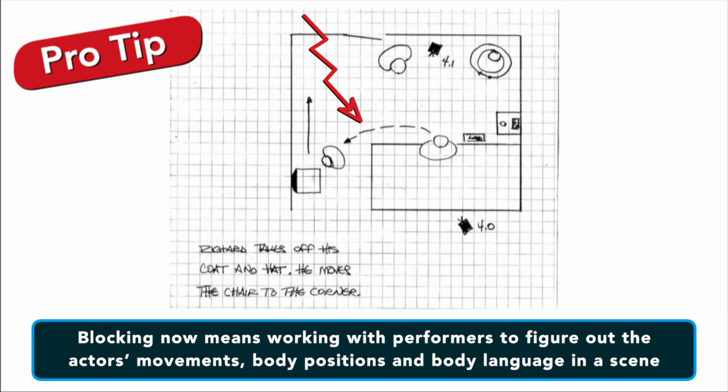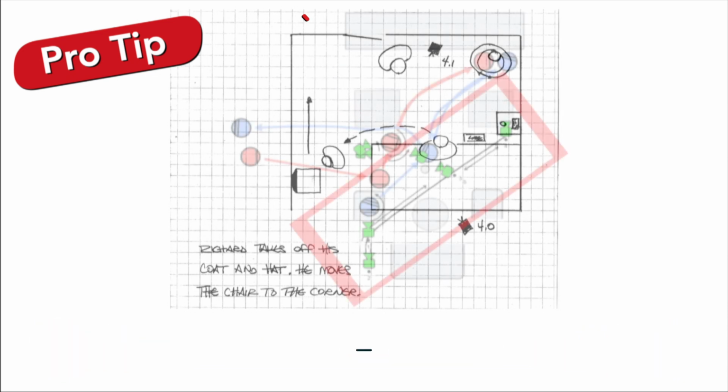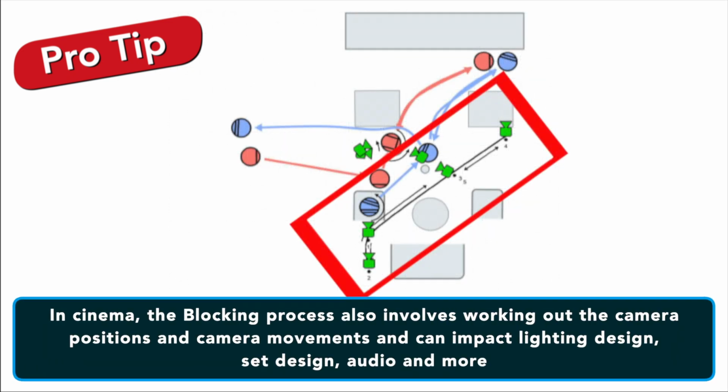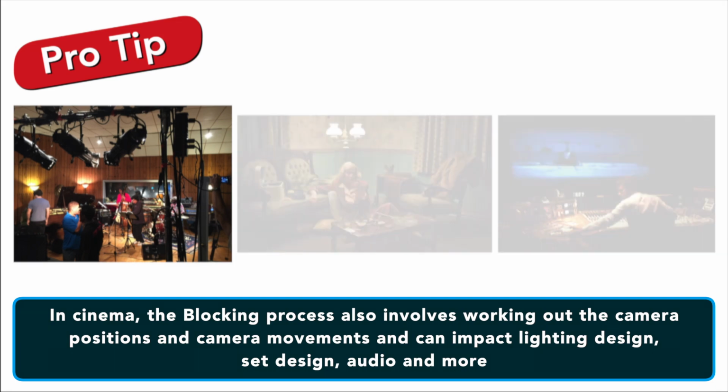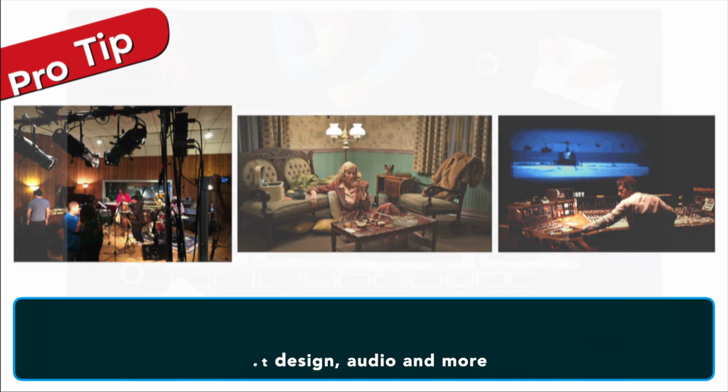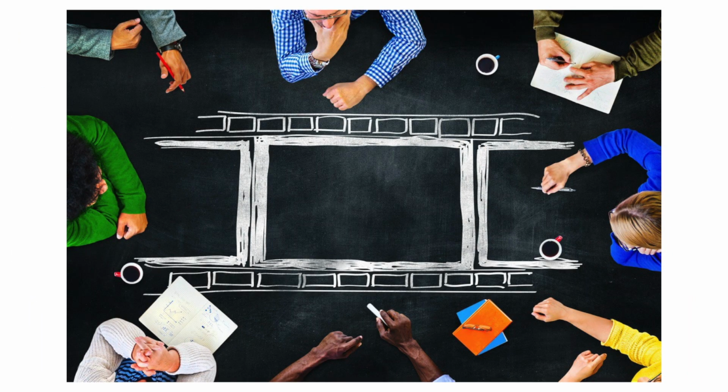Today, the term has evolved to mean working with performers to figure out the actors' movements, body positions, and body language in a scene. In cinema, the blocking process also involves working out the camera positions and the camera's movements, and can impact the lighting design, the set design, the sound, and more. It is thus an essential part of the planning process during pre-production.